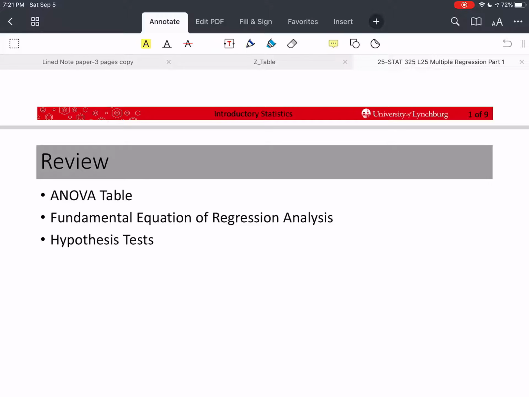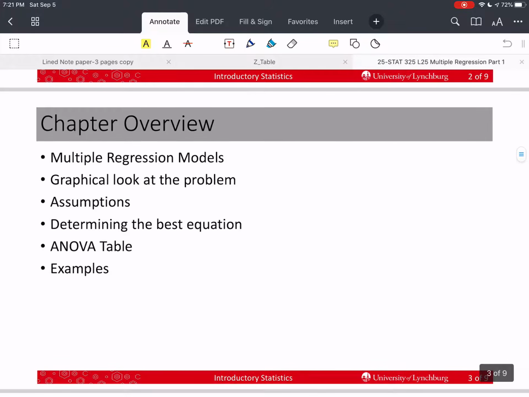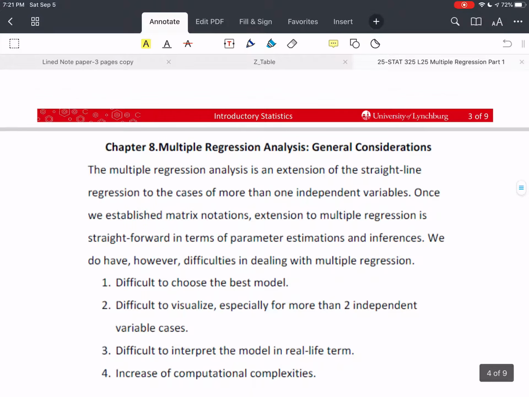We can still test for the slope, but we're going to have more than one variable, and so testing for any one of those individually doesn't test the whole model. And so we'll see some difference. So in this chapter, we're looking at multiple regression models. We're going to take a look at the problem graphically as well as we can, talk about some assumptions, how we get the best equation, the ANOVA table, the expanded ANOVA table, and some examples.